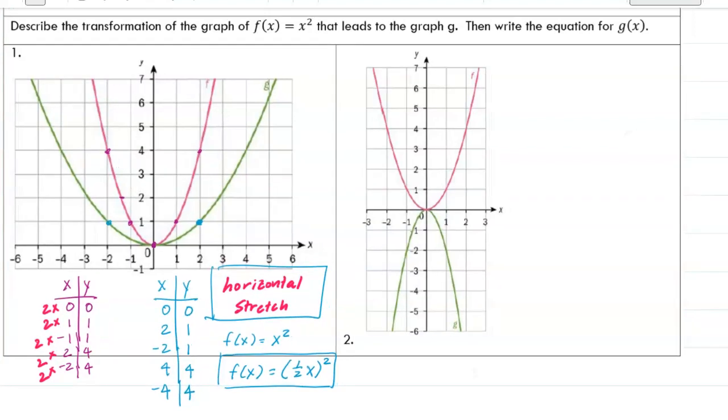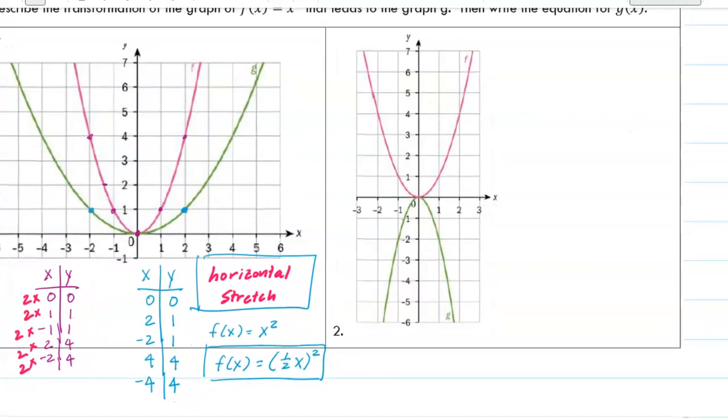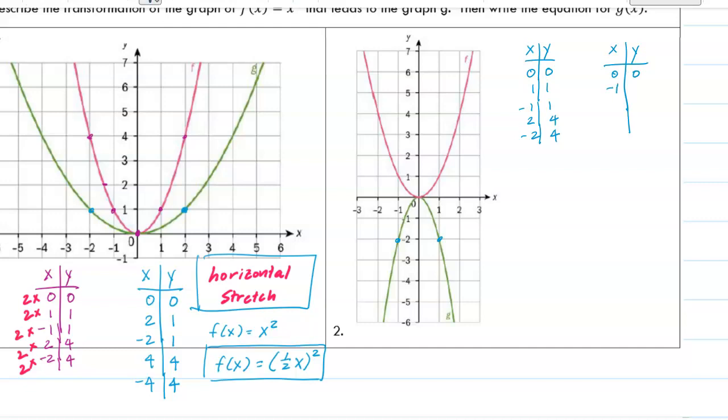Okay. Next, let's take a look. The pink is the parent function. So once again, I can just compare. 0, 0, 1, 1, negative 1, 1, 2, 4, negative 2, 4. And then let's look at the transform functions. First of all, I know it reflected over the y-axis. Okay, let's go ahead. It's still 0, 0. That looks like a negative 1, negative 2, negative 1, negative 2, and then a 1, negative 2. And I'm just going to use those points.